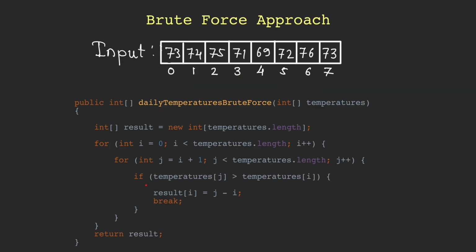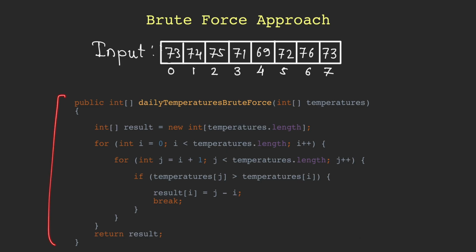If temperature of j is greater than temperature of i, it means we found the warmer day for day i. So count the number of days by subtracting i from j and store the count into result, break the inner loop, and repeat this process for the remaining days. If there is no warmer day in the future, it remains 0 by default. So the brute force solution is very simple, but the problem with this solution is it's very slow. For large input, this will give a timeout issue.